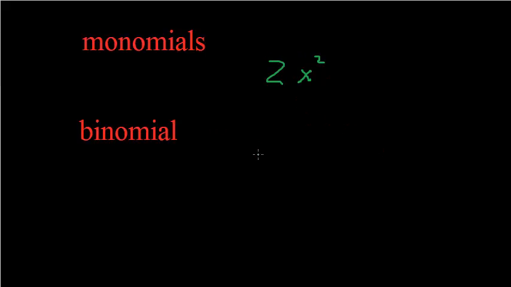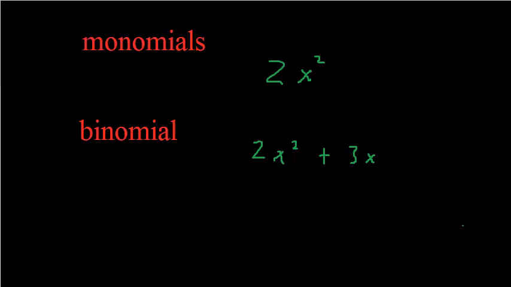Polynomials come in a few different groups. We start with monomials. A monomial is a term. It's basically anything that has a coefficient and a variable to a power. So 2x squared is a monomial. When I add two monomials together, I get a binomial. So if I have 2x squared and I add that to, say, 3x, this is now a binomial because it's two monomials being added together. There's two of them, hence bi.